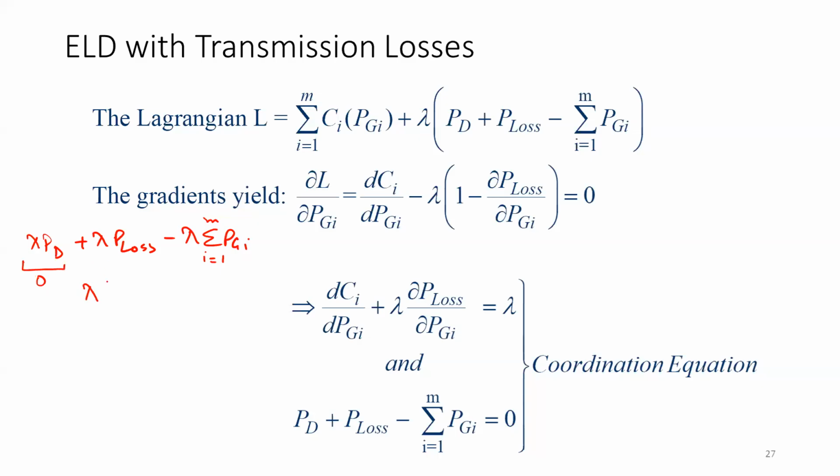What happens to this term? Lambda comes outside. You get del P loss by del PGi. You have got a plus over here, so I got 0 plus this. Is it okay up to this much? Yes, sir. Then you have got minus lambda. And what is the partial derivative of PGi? How much did you get?